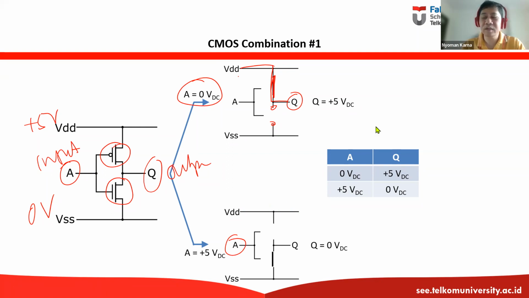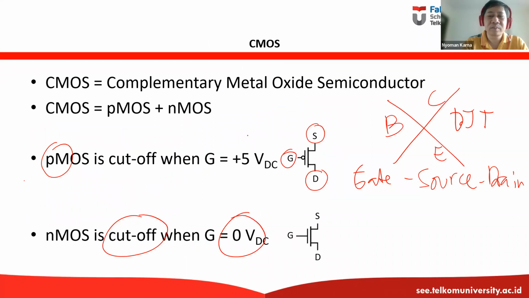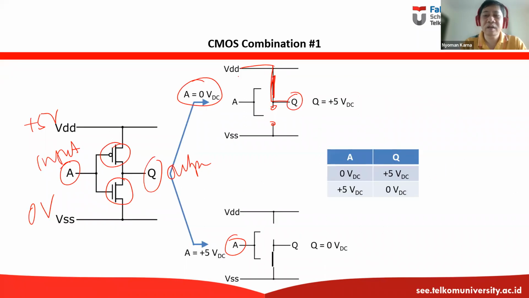Okay, let's move to that here. Now, if I give plus 5 volt to the input, then the PMOS will be cut off. So the PMOS is the one to be cut off, while the NMOS, this is the NMOS, this is N, this is P, will be the one that is saturated. So the output will be connected directly to VSS, which is 0 volt.